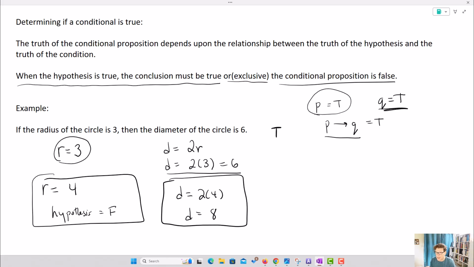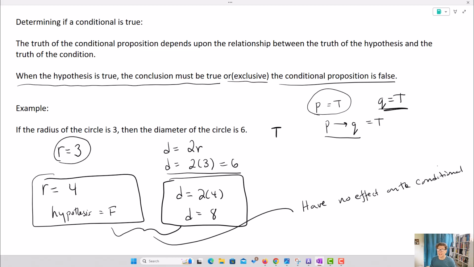Now, the thing is, these two have no effect on the conditional. No effect at all. The reason why is because the conditional really doesn't make any statements about what happens if r equals 4. It is really only about what happens when the radius of the circle is 3. When the radius of the circle is 3, the diameter has to be equal to 6.